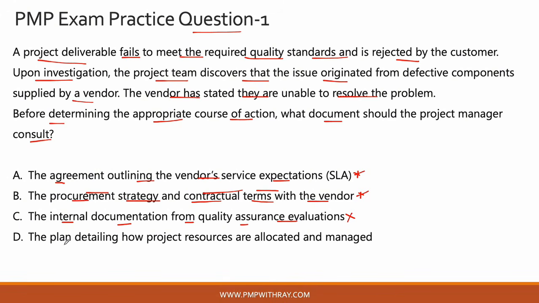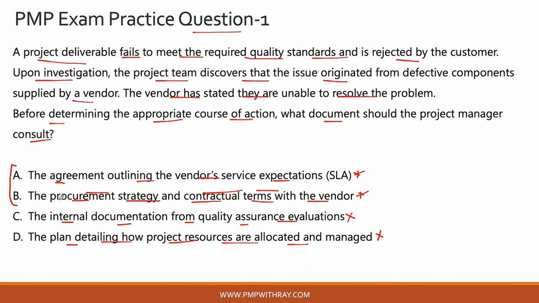Let's look at option D, the plan for delineating how project resources are allocated and managed. This is quite extraneous, right? So I don't think any of you have selected option D because it goes on a different tangent, right? So the most plausible answer options are either option A and option B.